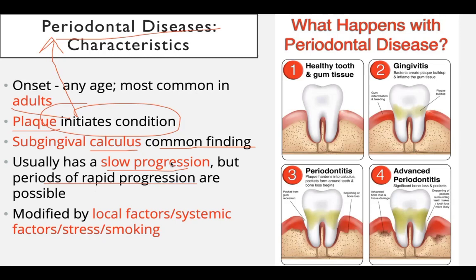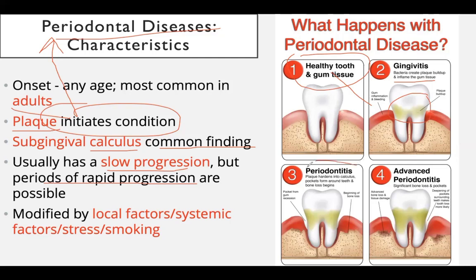What do we mean by progression? Here on the right side, we have a healthy tooth and gum. Then there is gum inflammation, bleeding, and plaque buildup. This lets bacteria create a plaque buildup and inflame the gum tissue. This is known as gingivitis. So from the healthy tissue, we have reached a state known as gingivitis, where gum inflammation and bleeding can be seen, and plaque development can be seen. So this is the initiation of the periodontal disease.